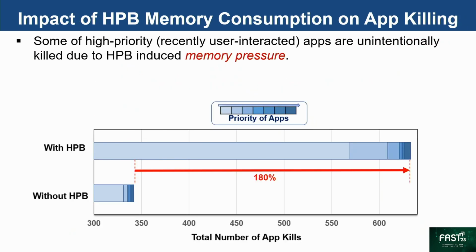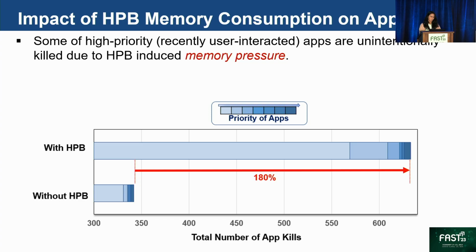UX. So we observed how the actual LMKD kill status changes due to HPB. This graph shows the histogram of LMKD kill counts of systems with HPB and without HPB. The Android system decides the priority level of an app based on its usage patterns, and LMKD utilizes such priority information in its victim selection heuristic. So the higher the priority is, the more user perceptible the app is.